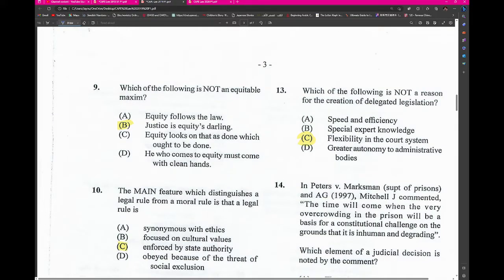Right, which of the following is not an equitable maxim? Is it not justice is equity's darling?